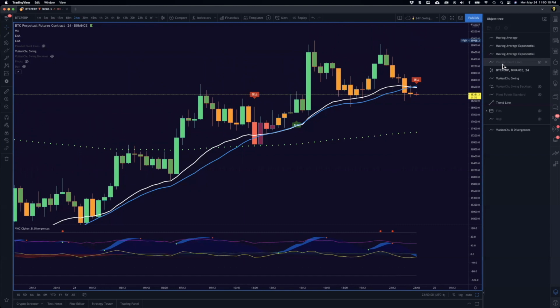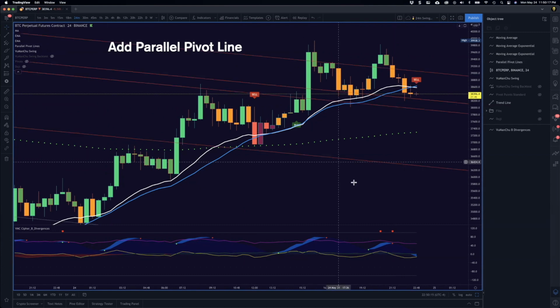They're moving averages. The next one I want to show you is called a parallel pivot line. And that is a pivot line which moves, right? That indicator is right here.